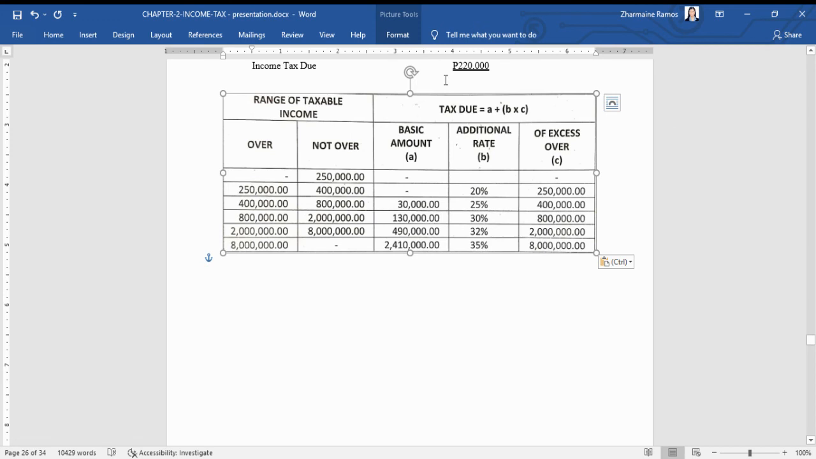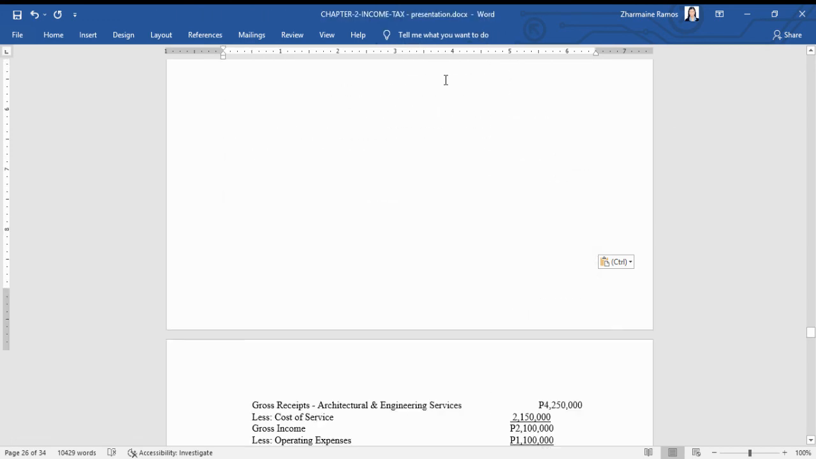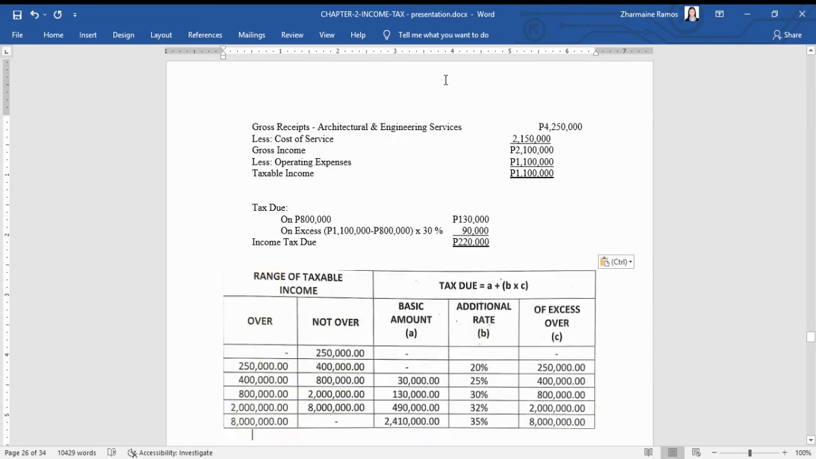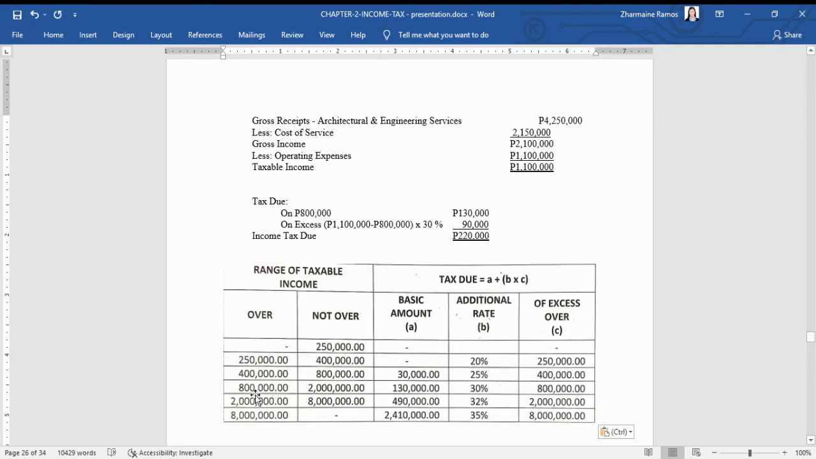Pakita ulit natin yung table. Dahil 2018 siya, ito pa ring table na to ang gagamitin. So, ang taxable income is 1.1. Within the range siya ng 800 at 2 million. Pero ang taxable lang doon ng 30% ay yung excess ng 800,000 pesos. So, 1.1 less 800 is 300,000 times 30%. So, 90,000 plus itong basic amount na 130. So, total income tax due is 220,000 pesos.